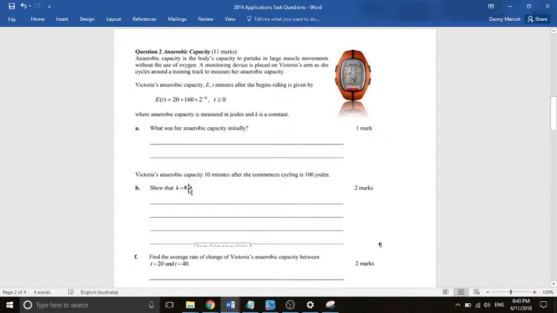Alright, so in this question here, anaerobic capacity, once again we've got a function. I'm going to call this E of t. So we're looking at the anaerobic capacity. Initially, show that k equals 0.1. That's just going to be a solve, and then we're going to go through that now. Once again, all this is tech active, so we're going to go through the whole thing with Kaz.